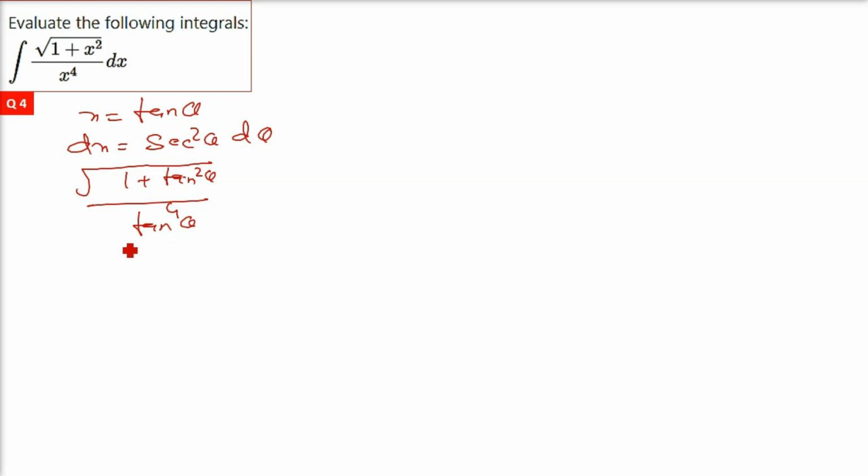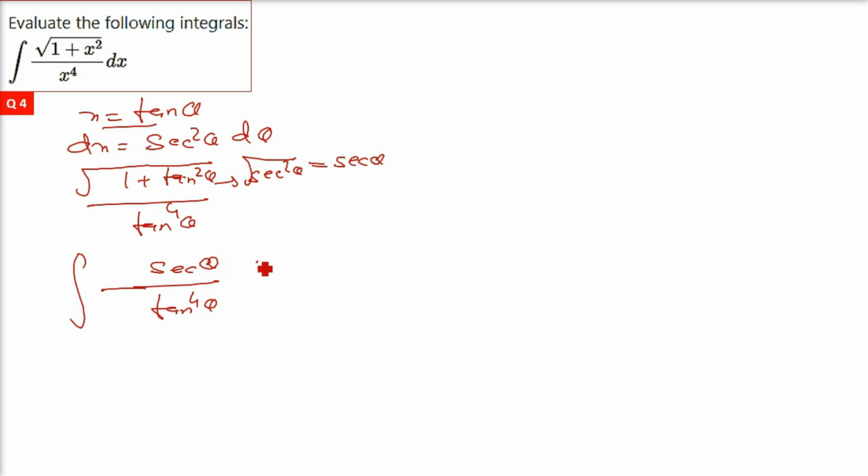1 plus tan square theta will be sec square theta. Under root is what? To the power half. So 2 and half will get cancelled. You will get only sec theta. Numerator will be sec theta. Denominator will be tan raised 4 theta. Now x is tan theta.